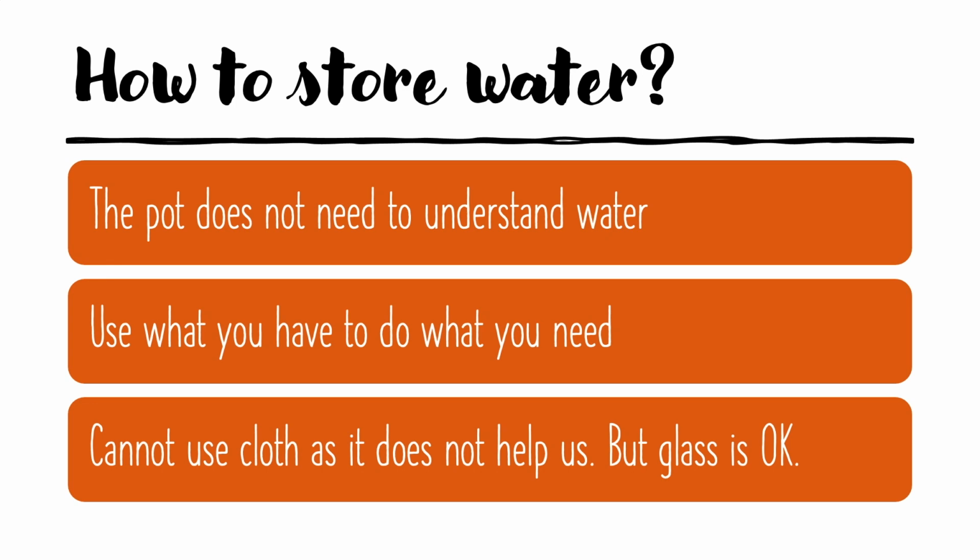The mug might be made of steel or glass, it does not matter as long as it serves your purpose. The main important property of the mug is that water cannot leak through it. You cannot use a piece of cloth as water leaks through it, but using a glass or steel pot is okay.